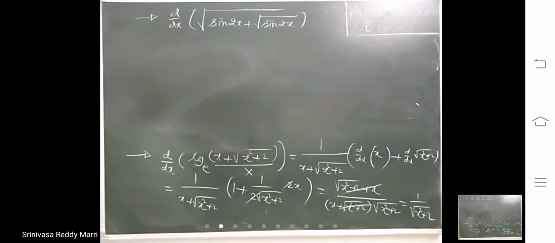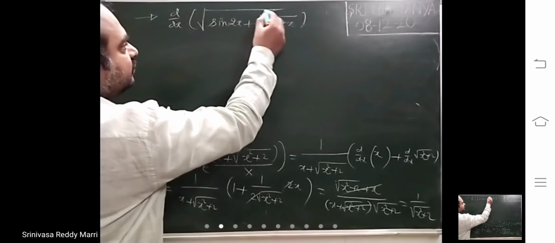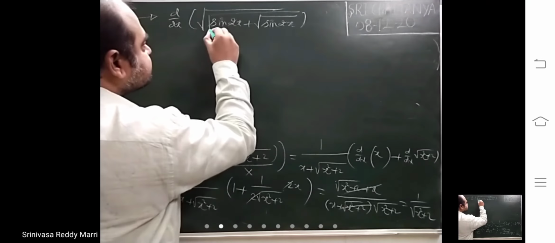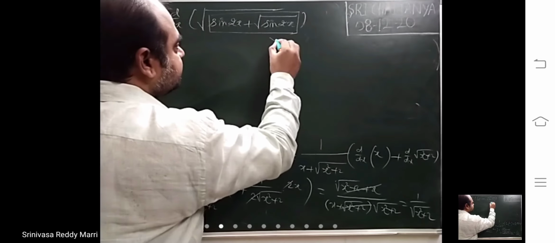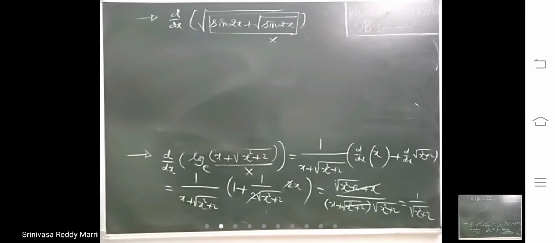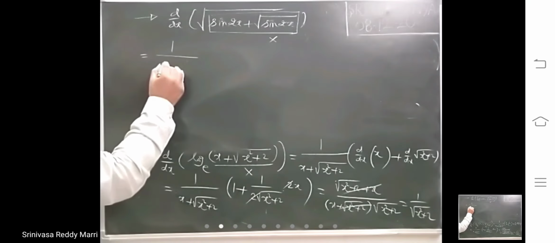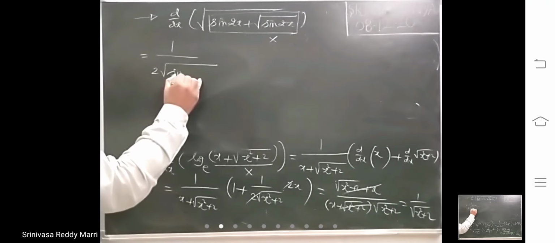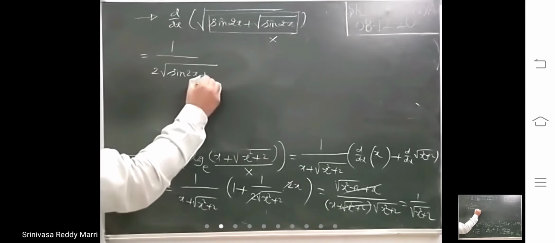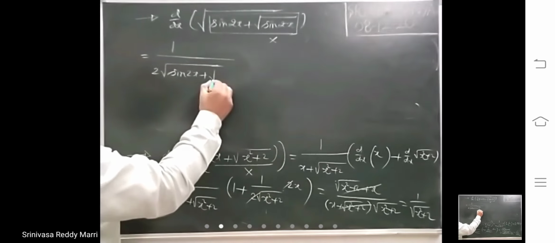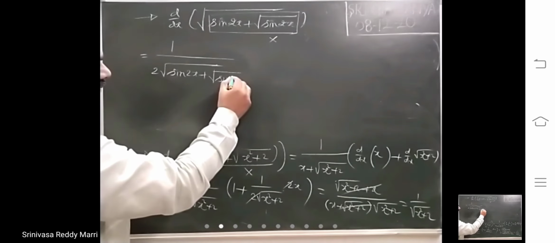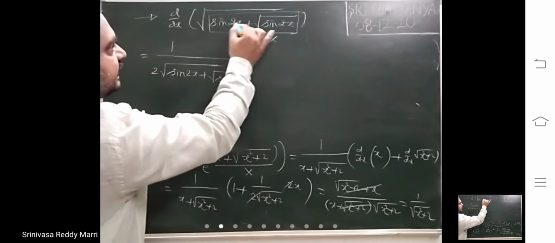D by dx of root of sine 2x plus root of sine 2x. Look at here, this is d by dx of root. This complete expression we take as x. So that is root x. Root x means 1 by 2 root x into d by dx of this.